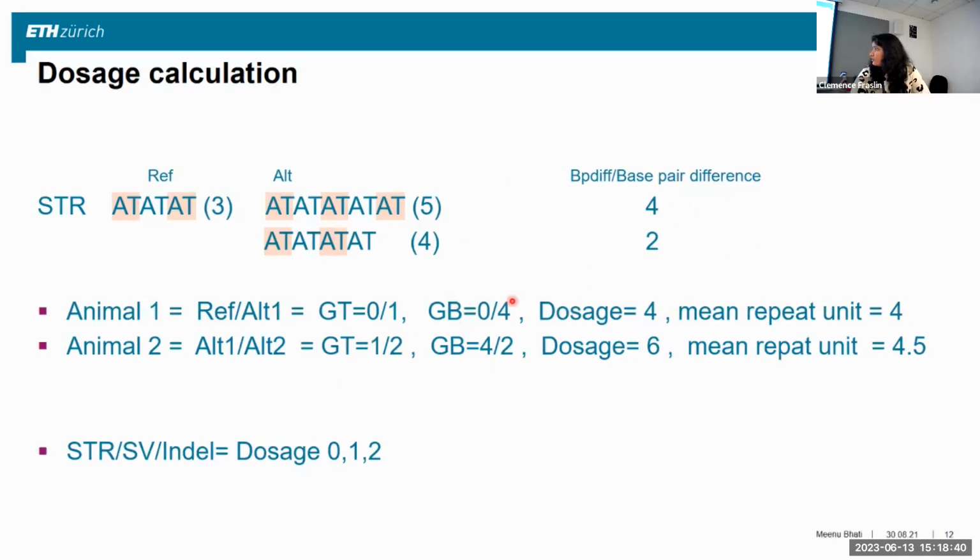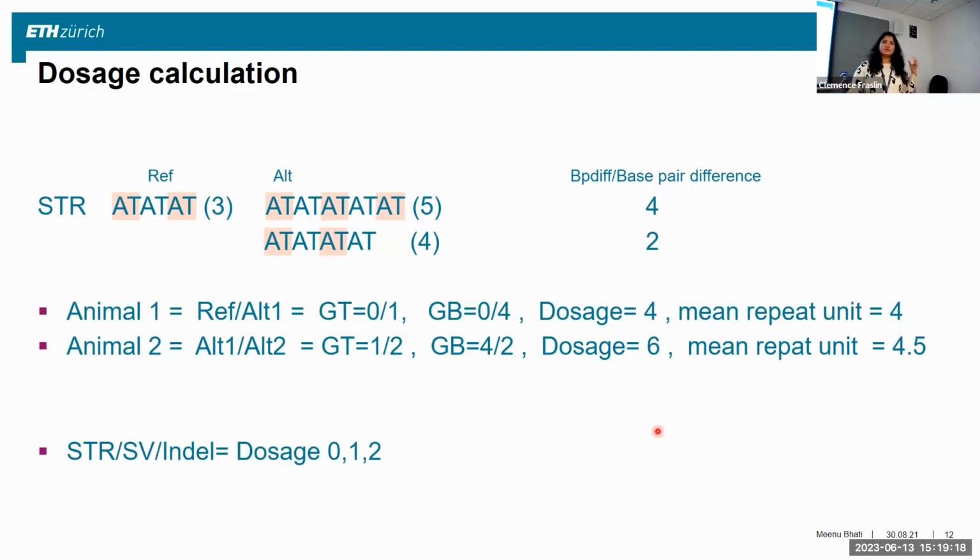Because for the alternative allele the base pair difference was 4, what we did was sum these GB values and we call that the dosage. And for the mean repeat unit, we just take the mean of both numbers of repeat units. So here it's 3 plus 5 divided by 2, which is 4. Basically we use these dosage scores to identify the LD with the SNP. This kind of LD identification is called the length-based LD calculation for STR.